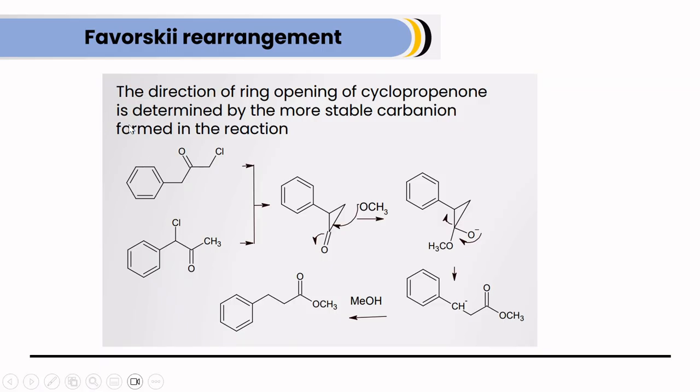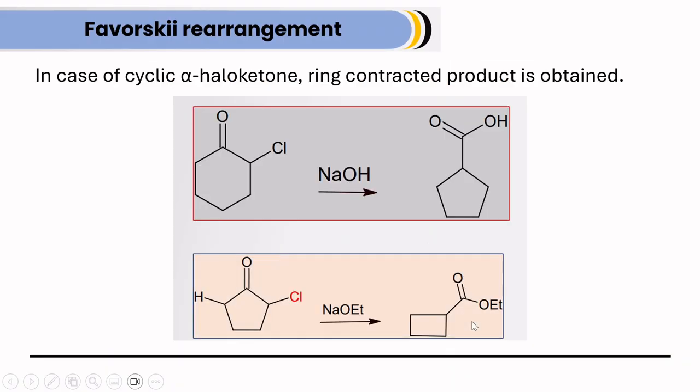The direction of ring opening of cyclopropanone is determined by the most stable carbanion. That is, in both the cases, these are two different alpha chloroketones. In both the cases, if you write down the mechanism, we will get this cyclopropanone derivative, and it opens in such a manner as to obtain the most stable carbanion. So, in both these cases, even though the substrates are different, the final product will be the same because it goes through the most stable carbanion.